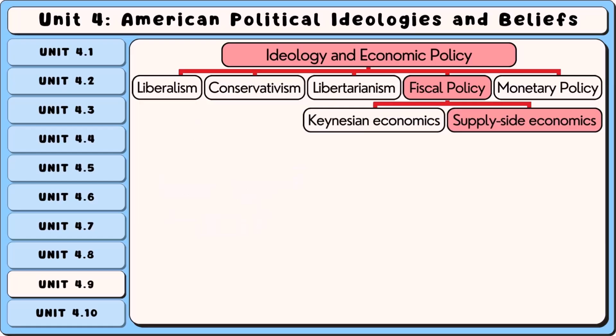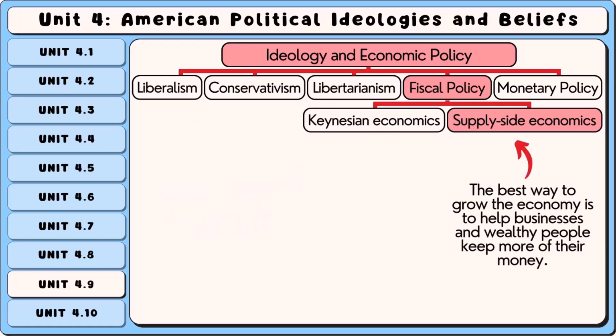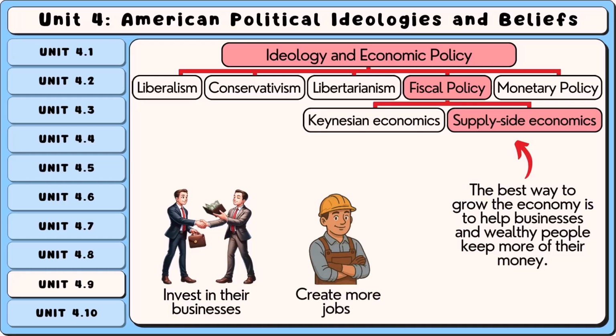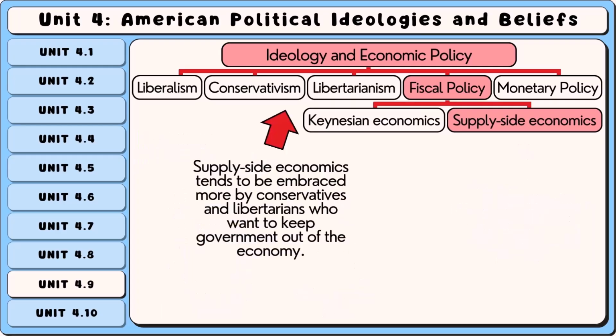Now let's look at supply-side economics. Supply-siders believe that the best way to grow the economy is to help businesses and wealthy people keep more of their money. Businesses will then use that money to invest and create more jobs. This usually means cutting taxes and reducing regulations. You might have guessed that supply-side economics tends to be embraced more by conservatives and libertarians.